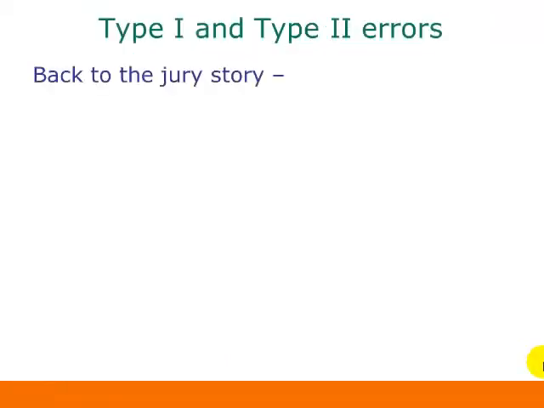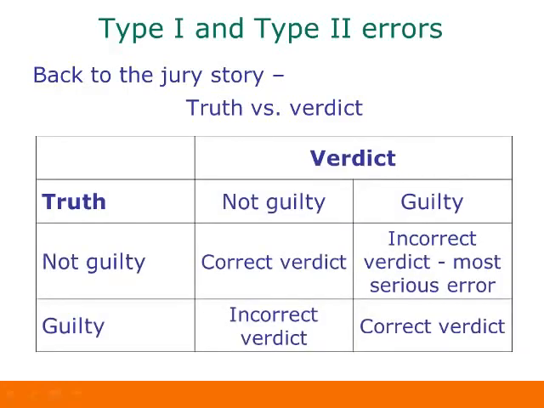So to do this, let's go back to our jury story and think about the outcomes of our trial in terms of the actual truth versus the verdict that we come up with. There are actually 4 different possibilities for the combinations of these two. So here's our truth here and our 2 possible verdicts over here.